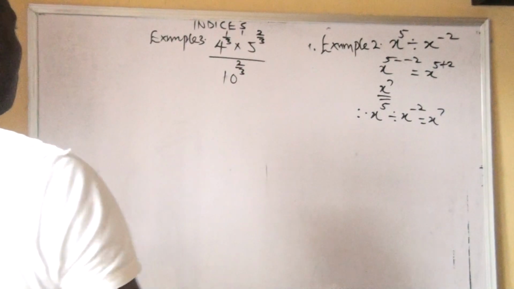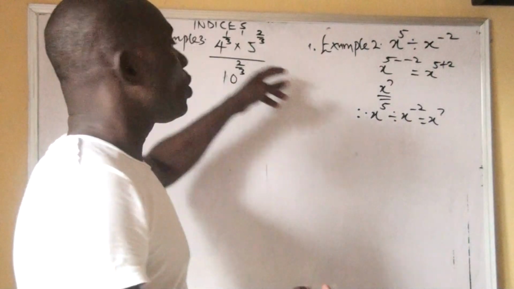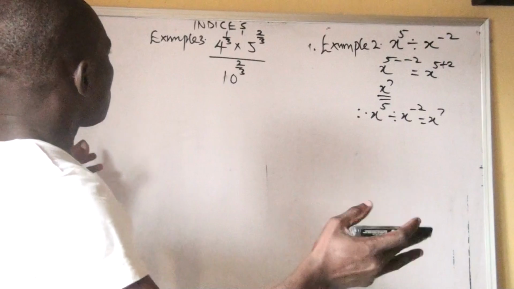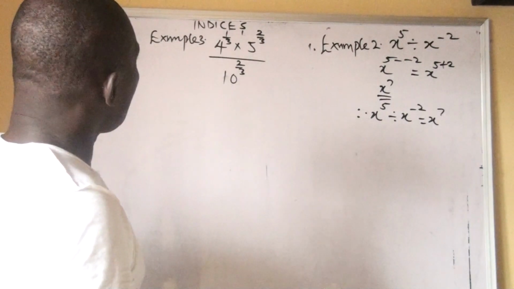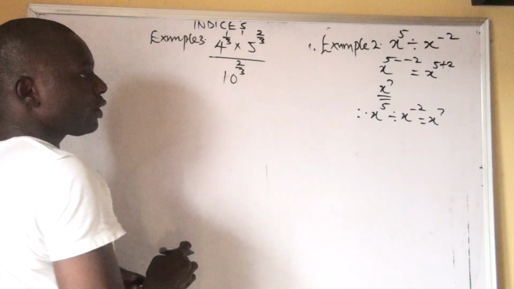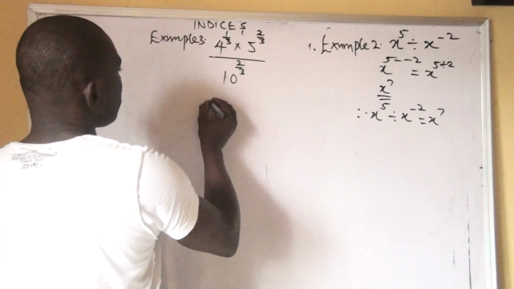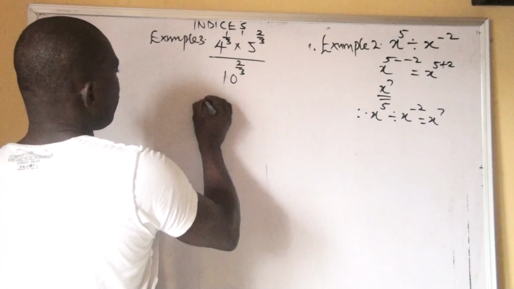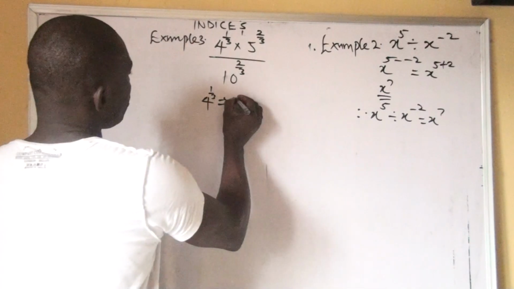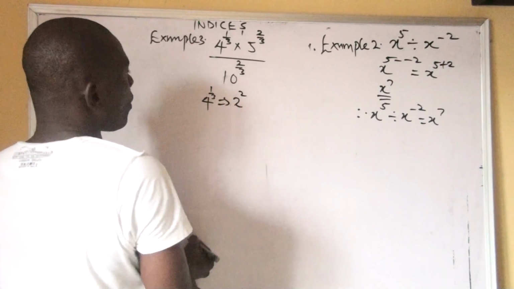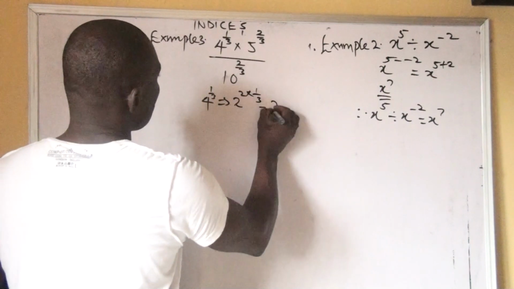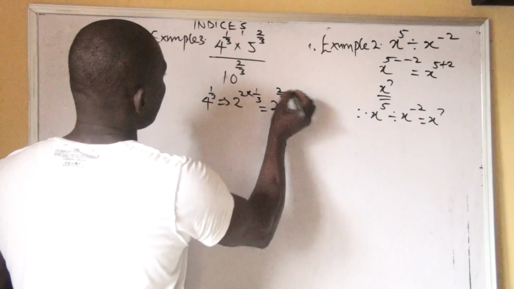Here, look at these questions. There's no common base attached to it. But something can be done here. What do we do? First of all, we try as much as possible to express 4 in its index form. This 4 we can also say is 2 raised to power 2, so the power there becomes 2 raised to power 2 over 3.